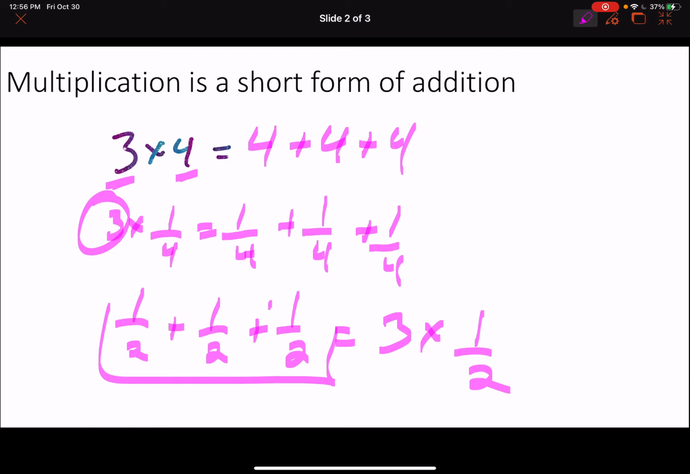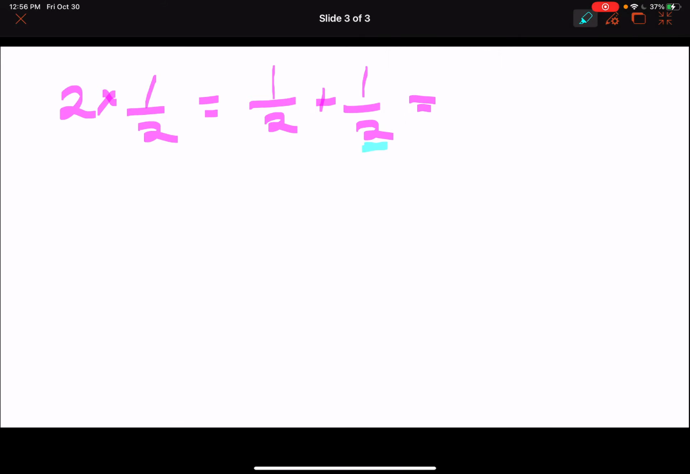Okay, so what if I have now these fractions? So I have 2 times 1/2. So this would be equal to 1/2 plus 1/2. And we know when we have the same denominators, right? The denominator stays the same and the numerator is going to change. So I have how many? In my numerator, I have 2, okay? Notice that the denominator does not change here.